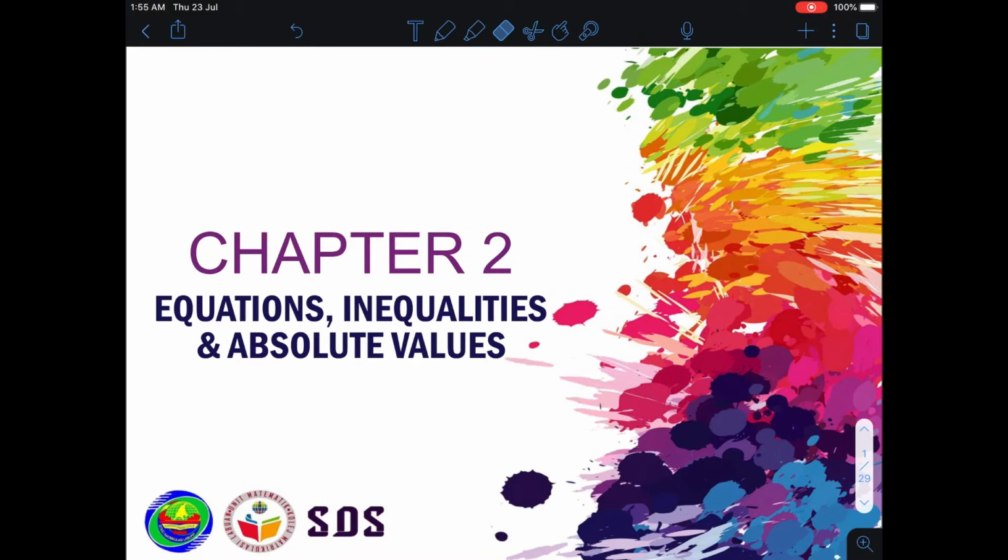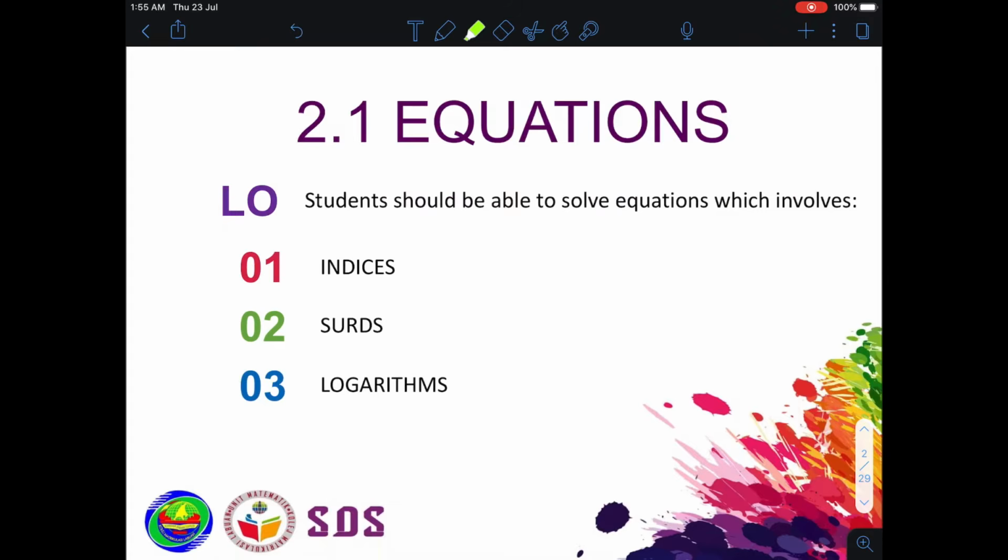The topic is equations, inequalities and absolute values. The first subtopic is going to be equations. The second subtopic is going to be inequalities, and the third subtopic is going to be absolute values. So let's go to the first subtopic, which is 2.1 equations.